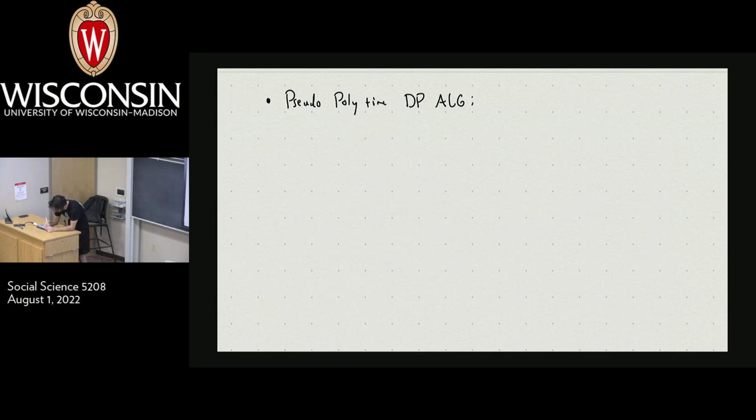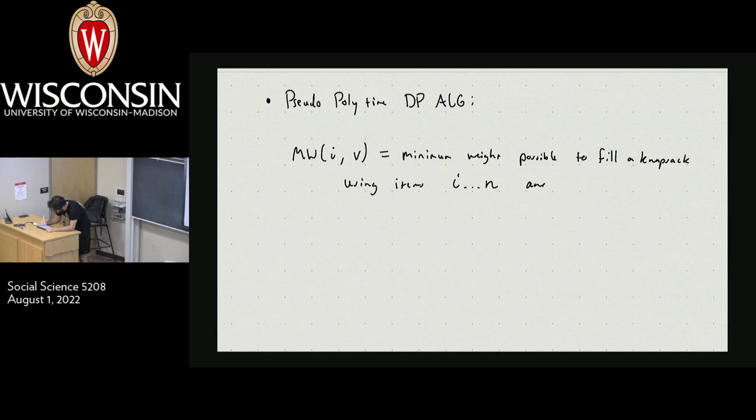So we're going to do min weight of i, V. This is going to be the minimum weight possible to fill a knapsack using items i through n and achieving value at least V.